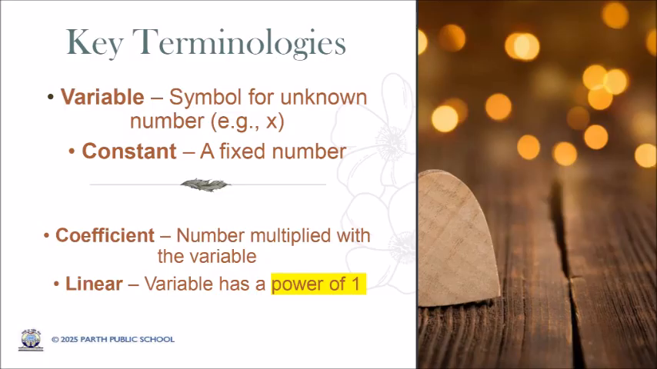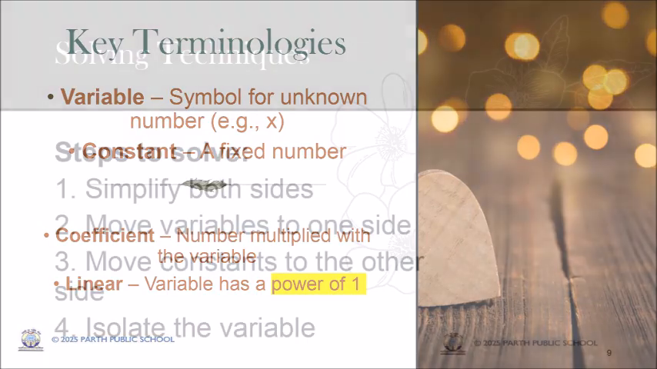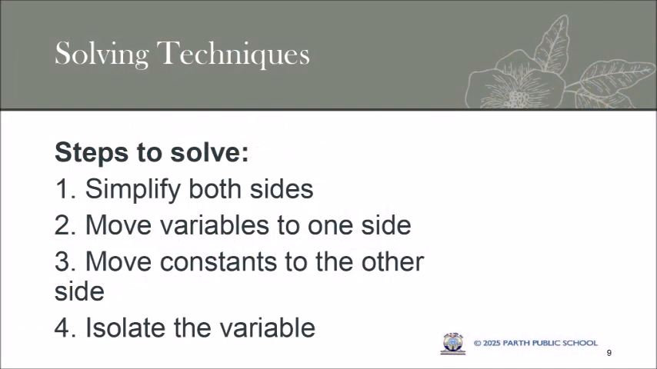And last but not least, what is the linear equation? Why do we call it linear? The variable has a power of 1, that means we are not squaring it, not cubing it, just a plain x. This makes the equation straight, simple and easy to solve.